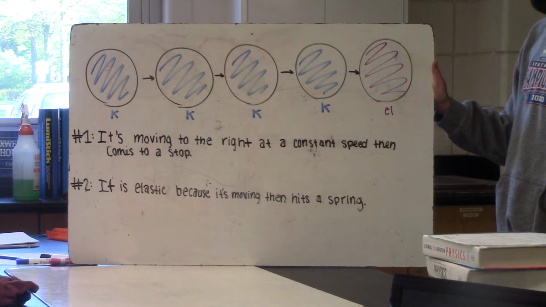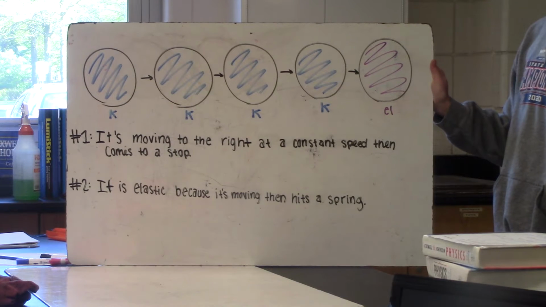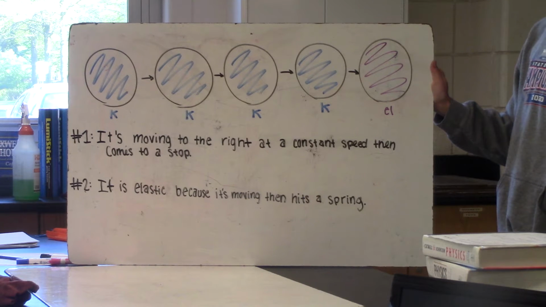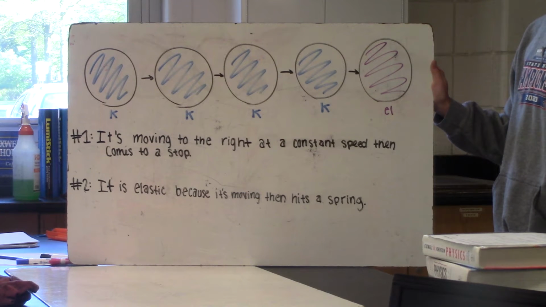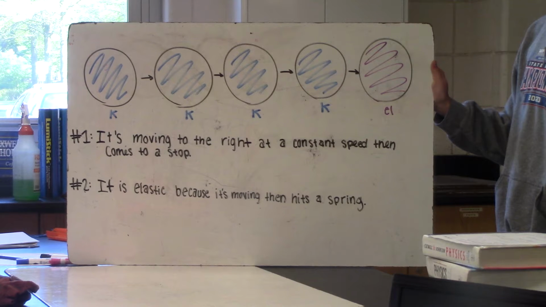Yep. And then, in the last one, it's empty, true? Yeah. So if in the last one there's no kinetic energy, what does that tell you? That it had to come to a stop. That's right. So number 1 really says, what do you notice about the behavior of the object? It's moving at a constant speed, and then it stopped.